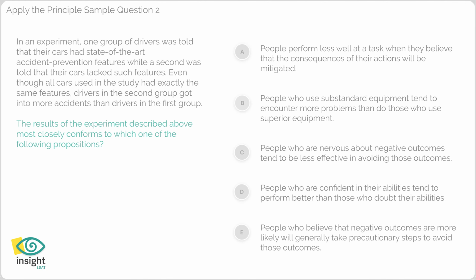Let's read the passage. In an experiment, one group of drivers was told that their cars had state-of-the-art accident prevention features, while a second was told that their cars lacked such features. Even though all cars used in the study had exactly the same features, drivers in the second group got into more accidents than drivers in the first group. Alright, well, no conditional logic this time.